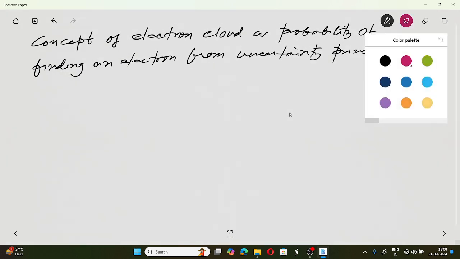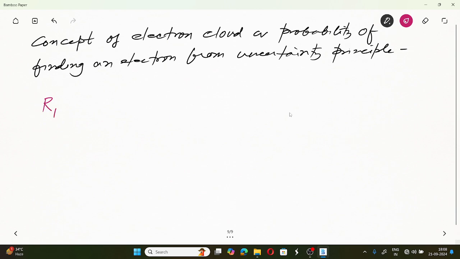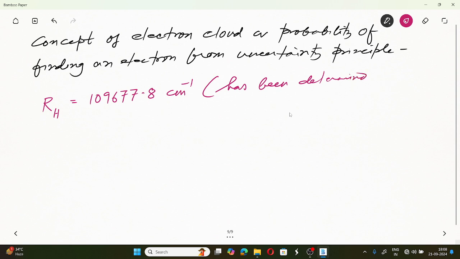if you look at the Rydberg constant for hydrogen, this is 109,677.8 centimeter inverse, and this Rydberg constant of hydrogen has been determined quite accurately. So the Rydberg constant has been determined quite accurately. Okay.